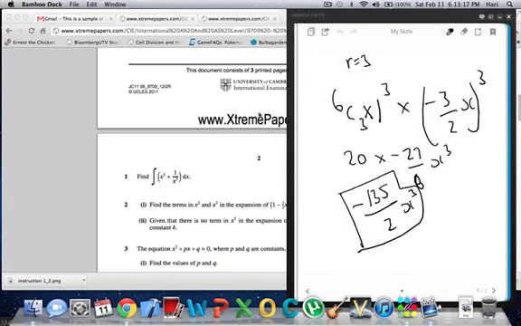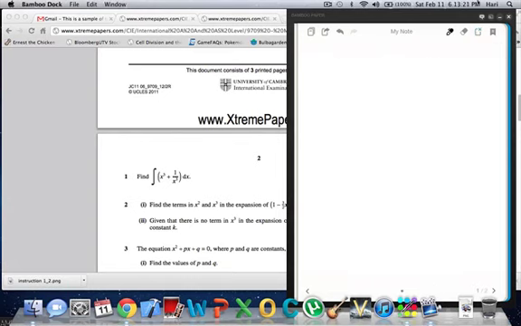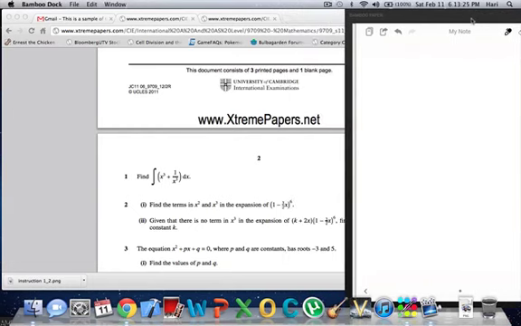So let's clear the page. And let's write this expansion down. It should be k plus 2x into 1 minus 3 by 2 x, the whole to the power of 6.